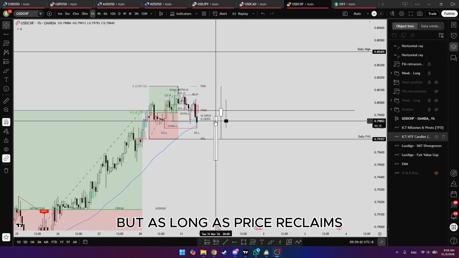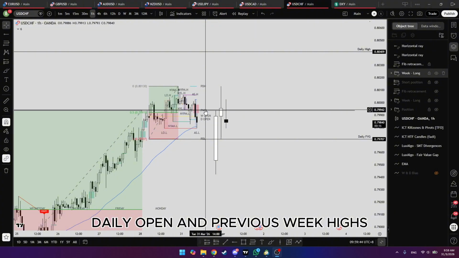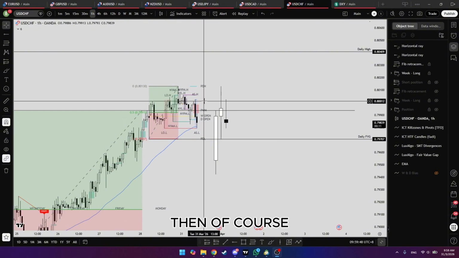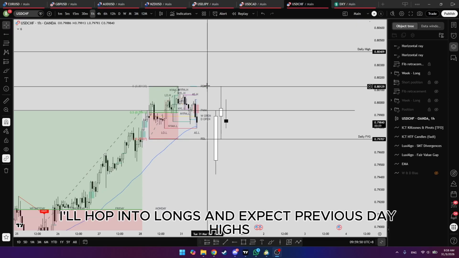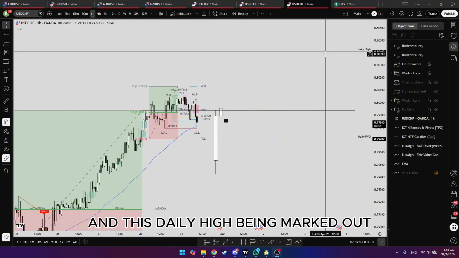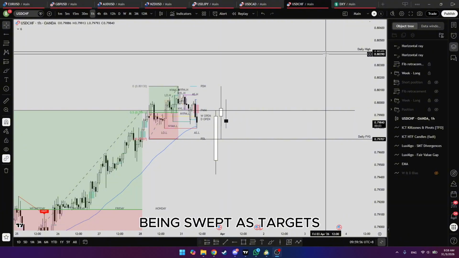But as long as price reclaims daily open and previous week highs, or let's say we have a 1 hour market structure shift, then of course I'll hop into longs and expect previous day highs, these highs, and this daily high being marked out, being swept as targets.